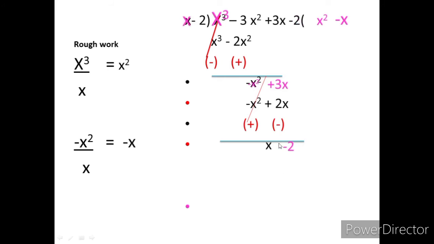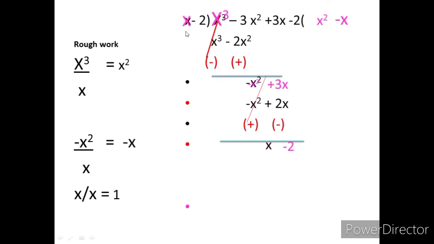Okay, now here you have x minus 2. Similarly, now our strategy is we have to remove this x, isn't it? So for removing this x, what you have to do? Yes, the leading x is divided by this leading x, isn't it? The leading first term of this polynomial is divided by the leading first term of the divisor. Therefore, this x is divided by this x, isn't it?